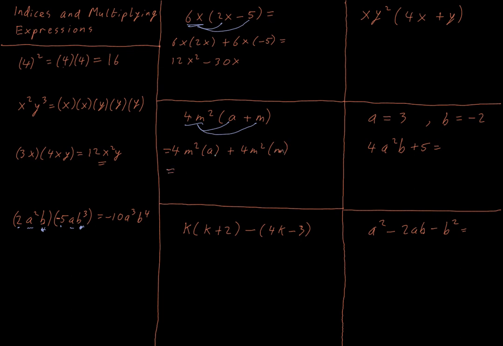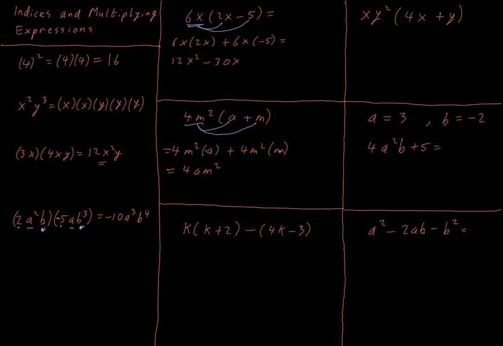So this one I can do very little with, but I can make it a little bit neater. I'll write it in alphabetical order. So I have 4 multiplied by a multiplied by m squared. So I've written it in alphabetical order. And I can see that the squared is only on the m.